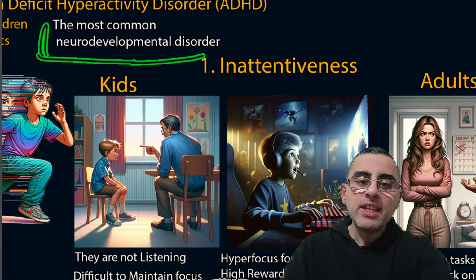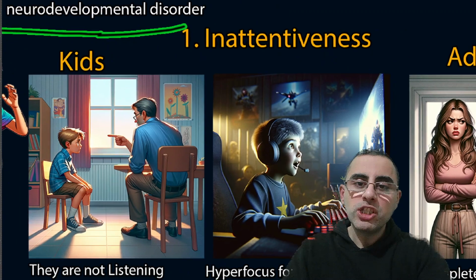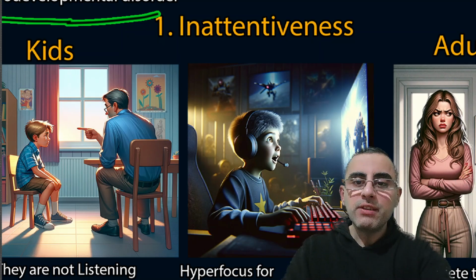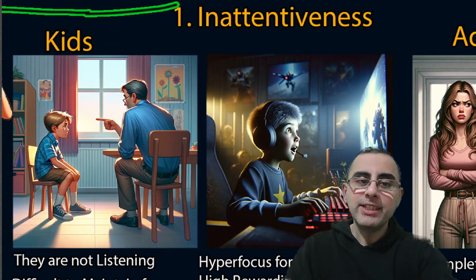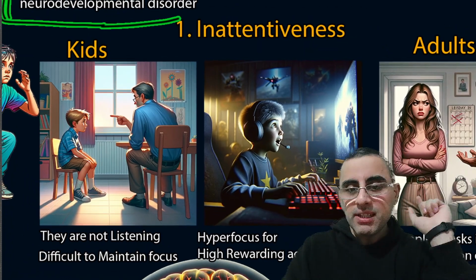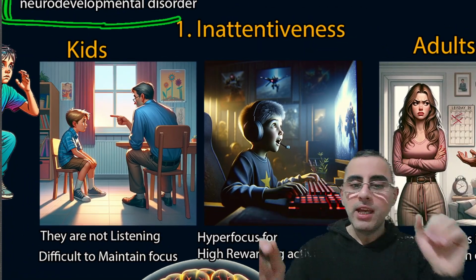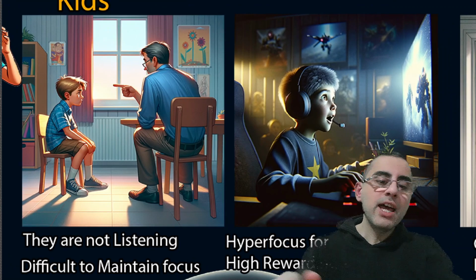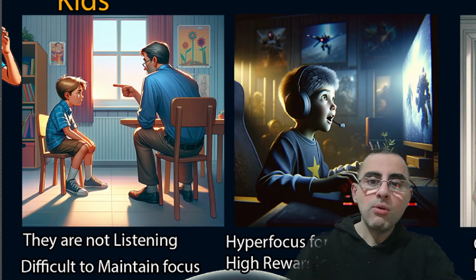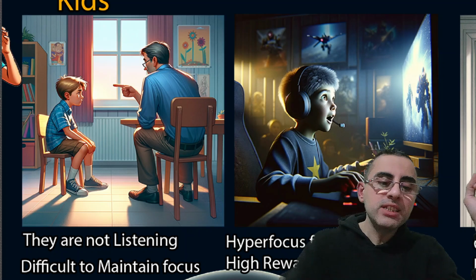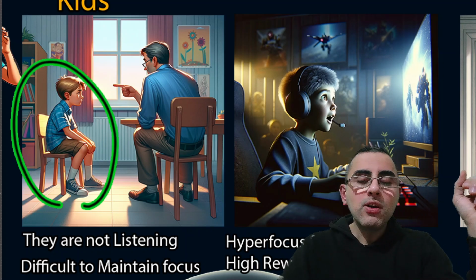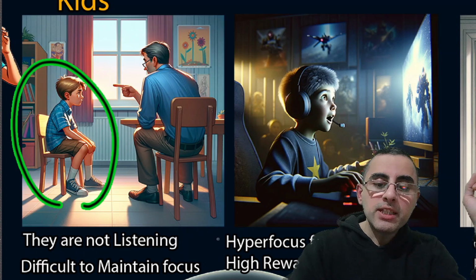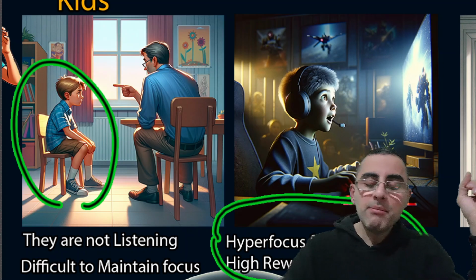Now let's go through the 7 most common symptoms of ADHD. First is inattentiveness. Attention deficiency is the first and most common symptom of ADHD. These symptoms are different among kids and adults, and we will describe both. In children, usually it looks like they are not listening to you. They are inattentive, with difficulty maintaining focus and difficulty doing homework. But sometimes it can be totally opposite in some specific cases.